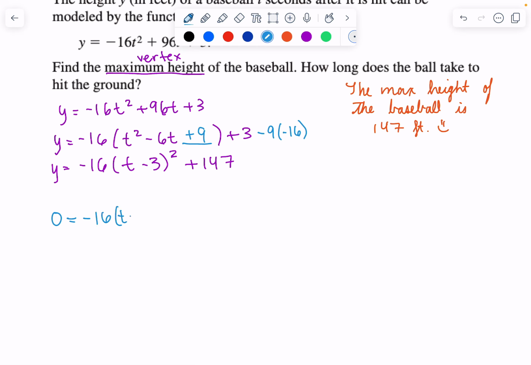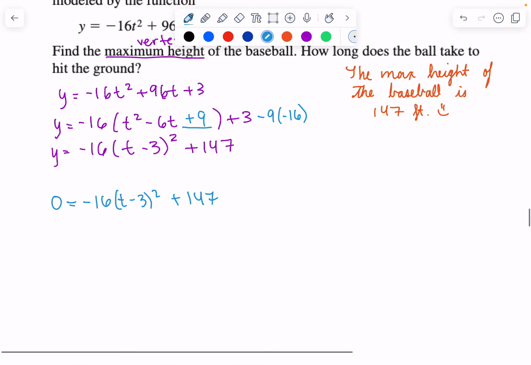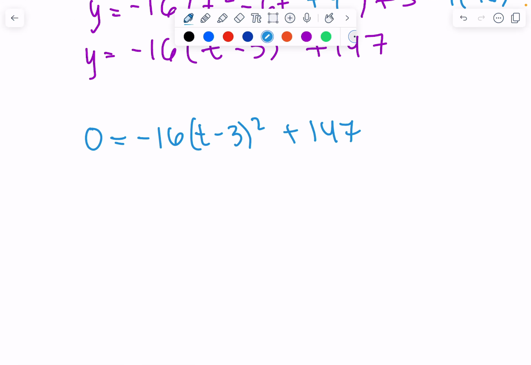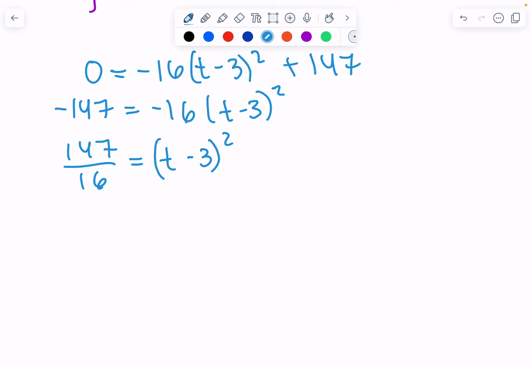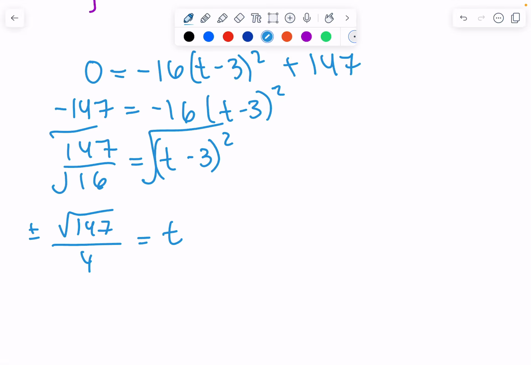Leave it in vertex form and solve by isolating t, or solving for t using square roots. So I start by subtracting 147 on both sides, dividing by negative 16 on both sides. I'm going to leave it like that. I'm not sure if it could be simplified further, but we're going to leave it. Because now when I square root both sides, I have a perfect square in the denominator that I can simplify. So plus or minus the square root of 147 over 4, don't forget the plus or minus, equals t minus 3.